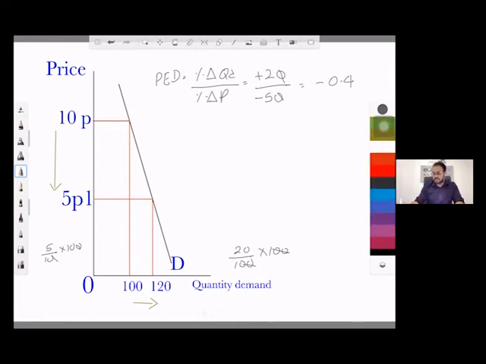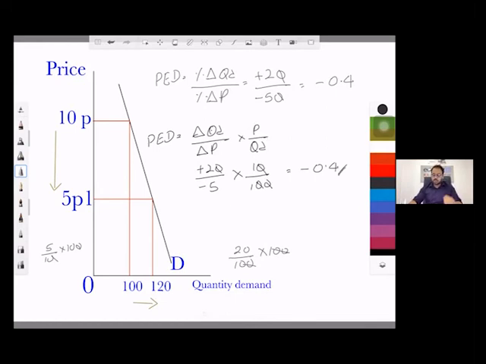Is that clear? So now the next equation. It's another equation. PED equals change in quantity demanded divided by change in price into price over quantity demanded. Change in quantity demanded is plus 20. Change in price is minus 5. Old price is 10. Old quantity demanded is 100. Cancel. 2 divided by 5. The answer will be minus 0.4. So always remember, when it is inelastic, PED value should be less than 1. I hope you all understood this part.